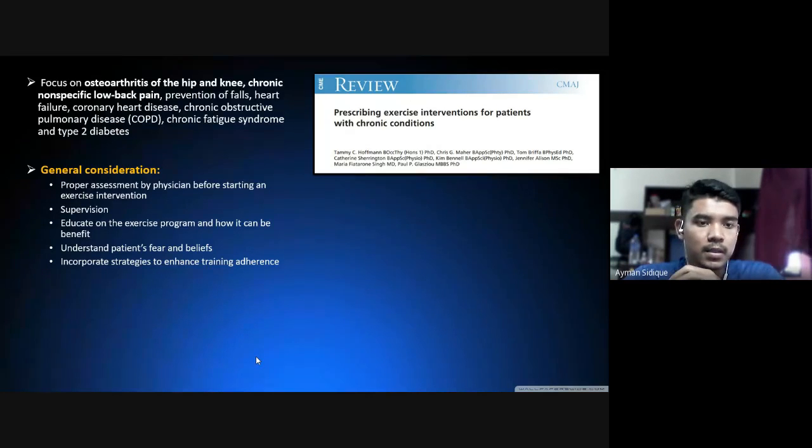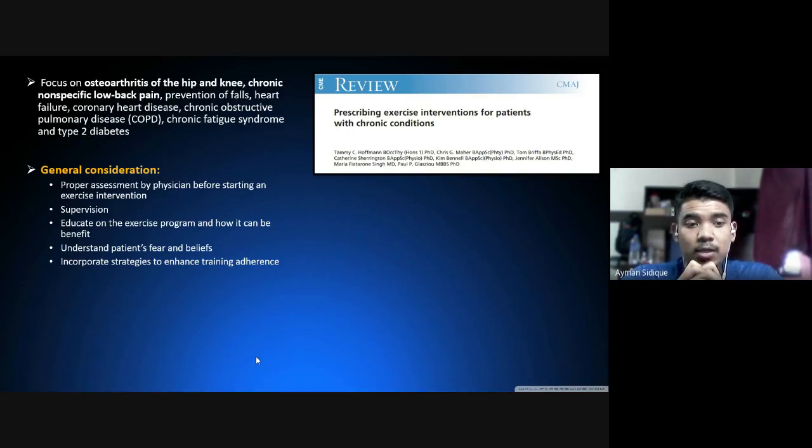The third one is to educate this population on the exercise program and how it can benefit them. Next is that health professionals need to understand the patient's fear and beliefs. By knowing their fear, health professionals can tackle what they actually need to help the patients with. Some patients may be afraid of doing exercise, so they need to educate this population that exercise is actually good for their conditions.